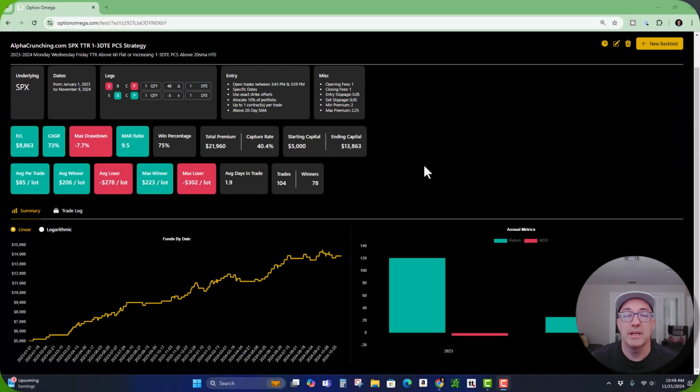So the strategy we're going to be backtesting and comparing with different position sizes and account sizes today is from alphacrunching.com. It's the SPX TTR strategy.